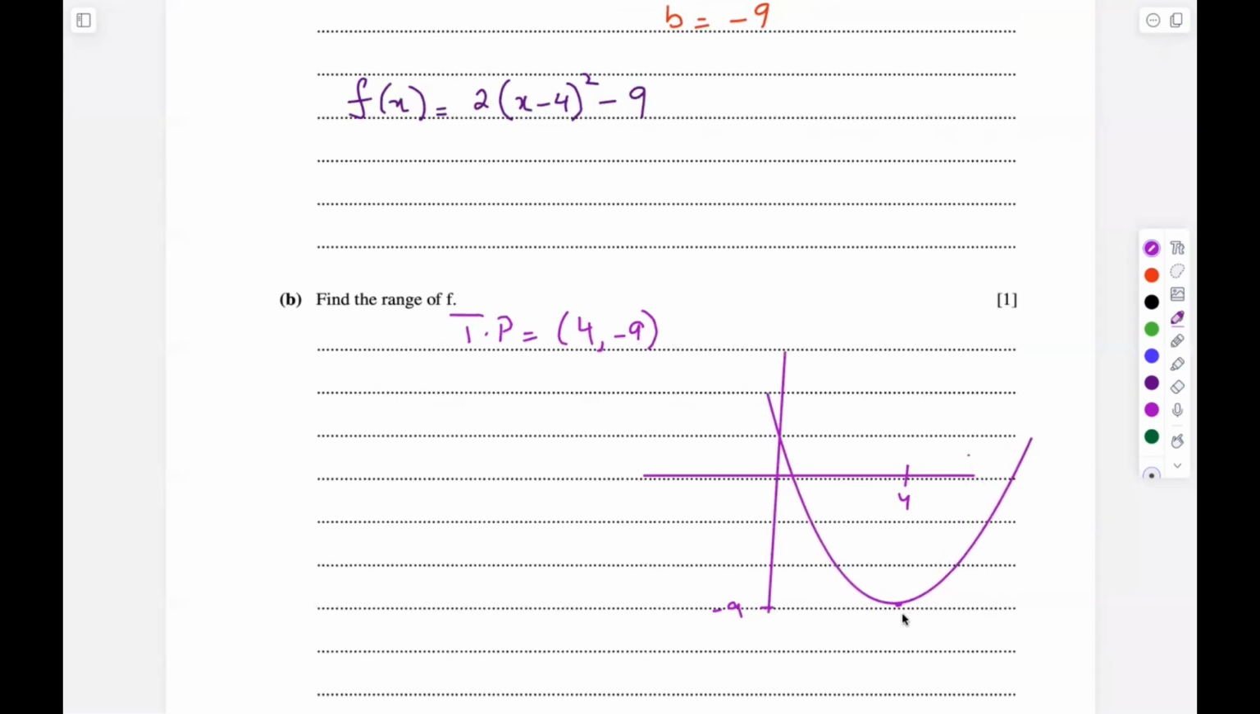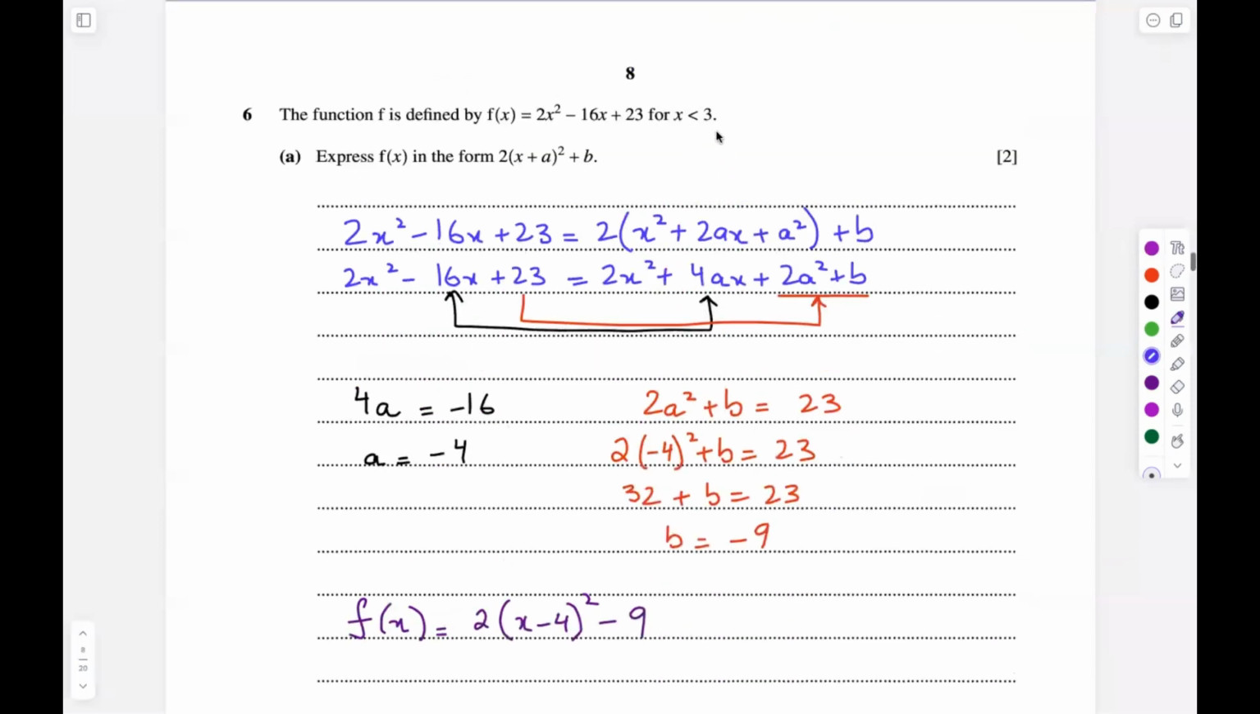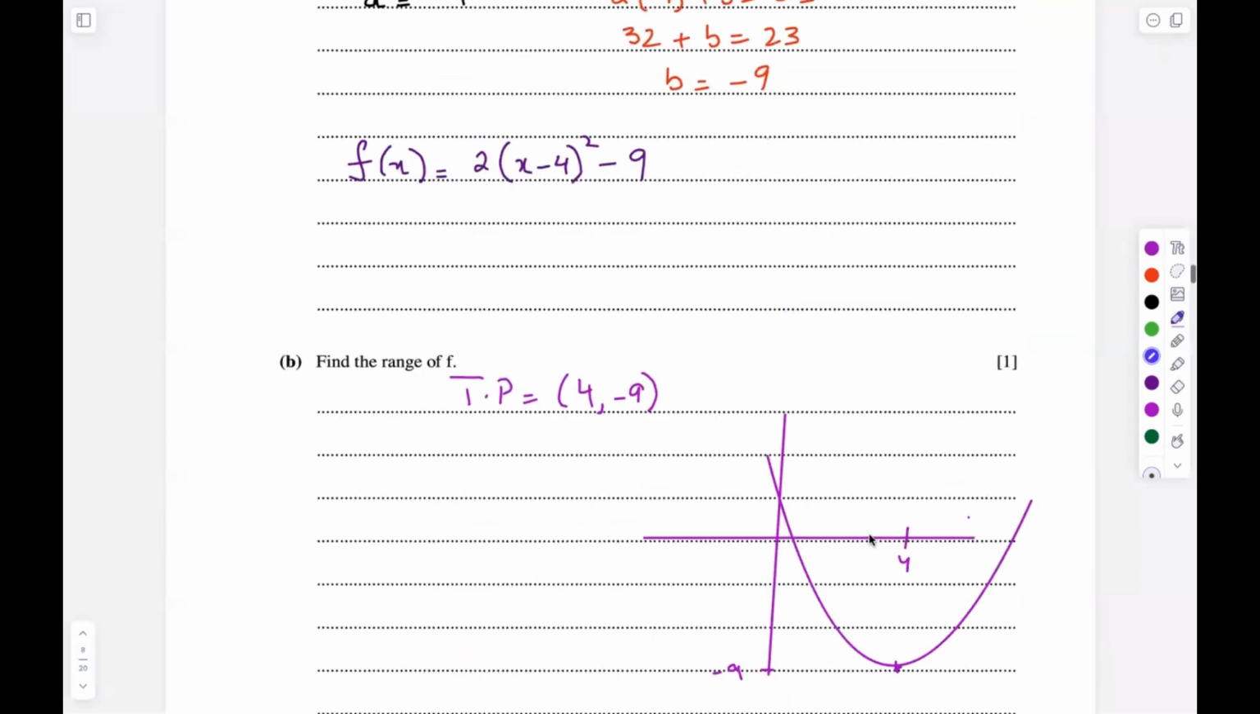Now, once we have the turning point at (4, minus 9), we know that the least value of the graph is minus 9. However, if you look at the domain of f of x, that was x is less than 3. So x equals 3 will lie up here. First, we'll have to find the value of the function f of x at x equals 3. So substituting x equals 3 into the function, we'll get 2 into 3 minus 4 whole squared minus 9. So 3 minus 4 whole squared will become 1. So 2 minus 9 will be equal to minus 7.